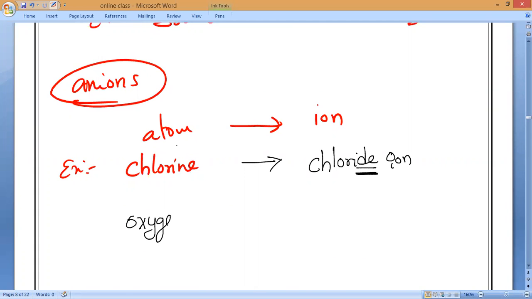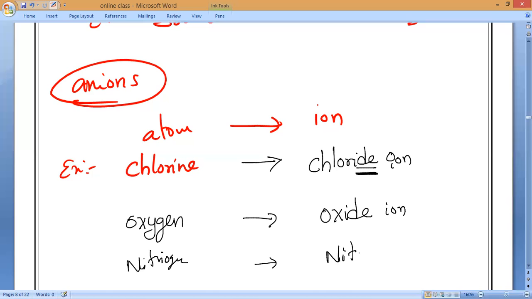In the same way, if you take oxygen atom, but coming to the ion, what will happen? Oxide ion. Understanding? If I take nitrogen, here we'll get nitride, or we will say nitrate ion. So do you notice the change? "ide", "ate", like this we are adding. Yes or no?